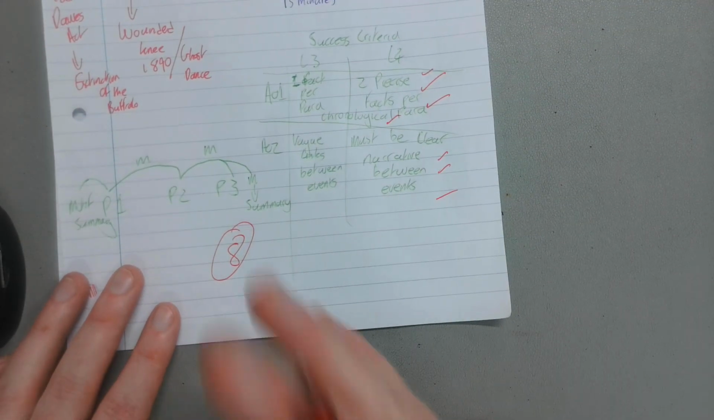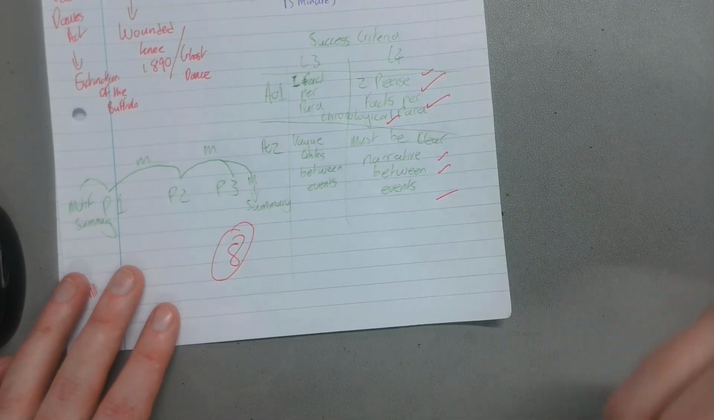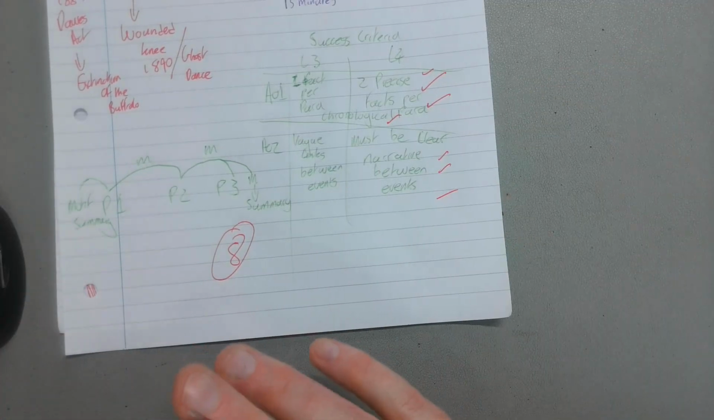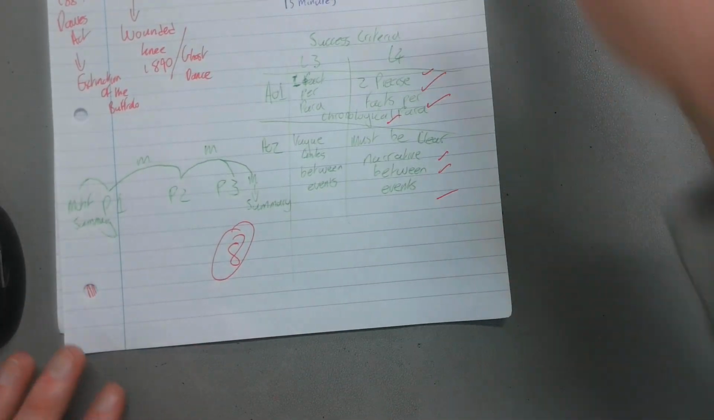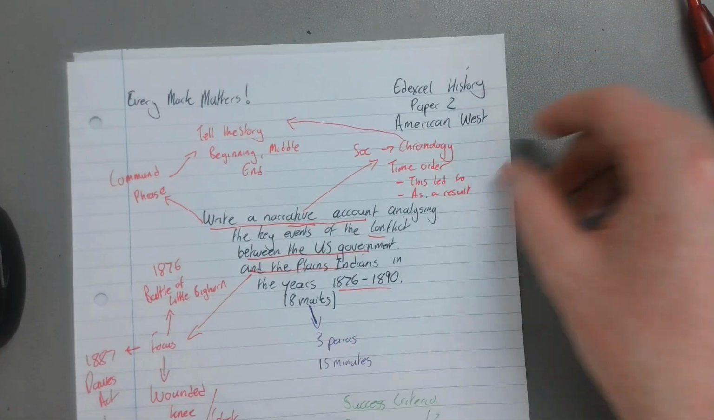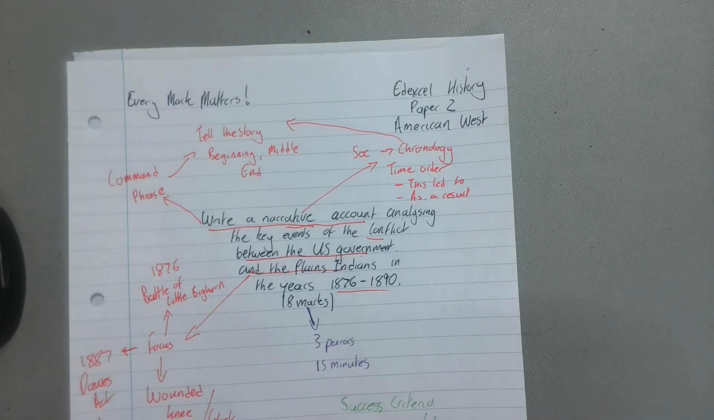Dead easy to do. 3 clear paragraphs. Event, link, event, link, event, link. Tying it into a motif. You use your motif to fit in and around your consequences, and you've absolutely nailed writing a narrative account analysing the key events of conflict between the US government and the Plains Indians.